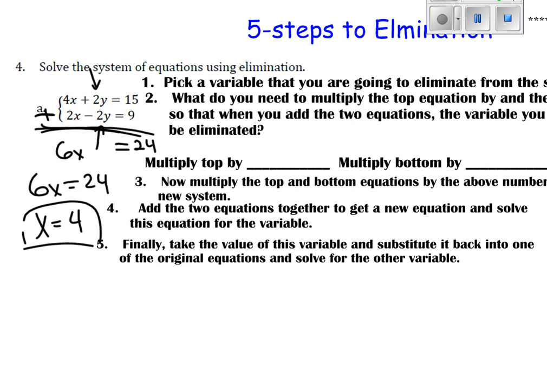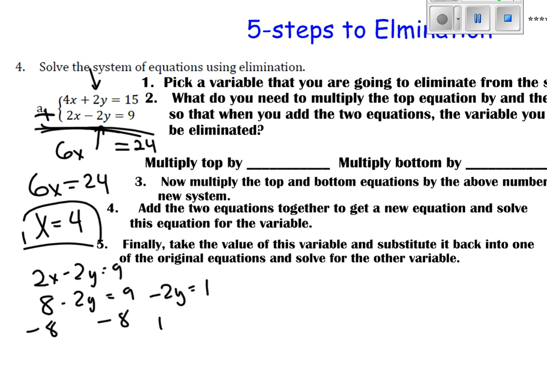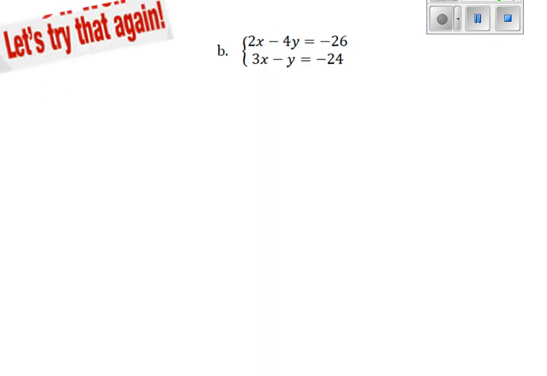Now, substitute this back into one of these, I don't care which, and figure out what you get. So 2 times, if I do the bottom one, so you subtract 8, negative 2y equals 1, y equals negative 1/2. There you go. So (4, negative 1/2) is going to be your answer.